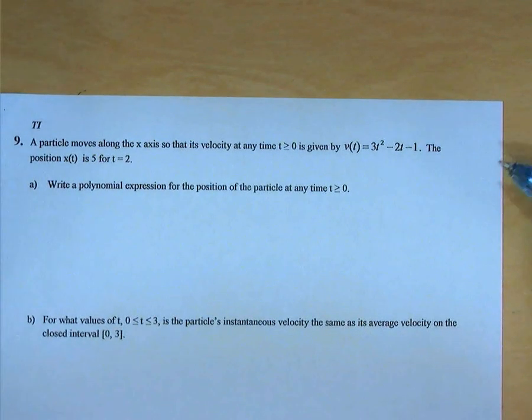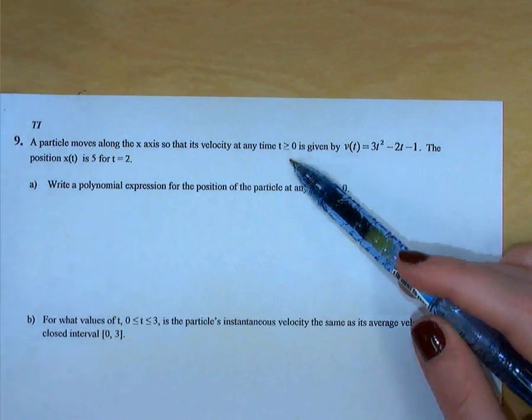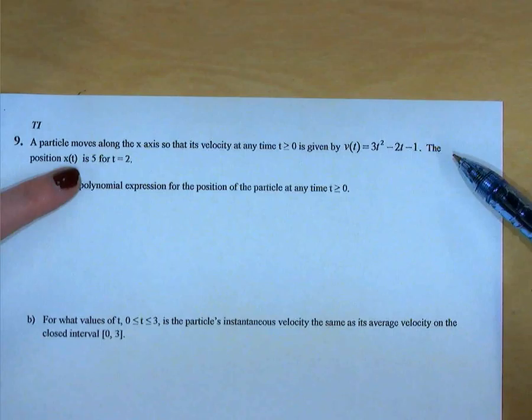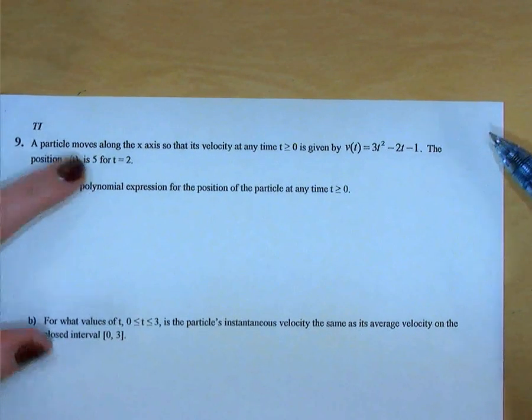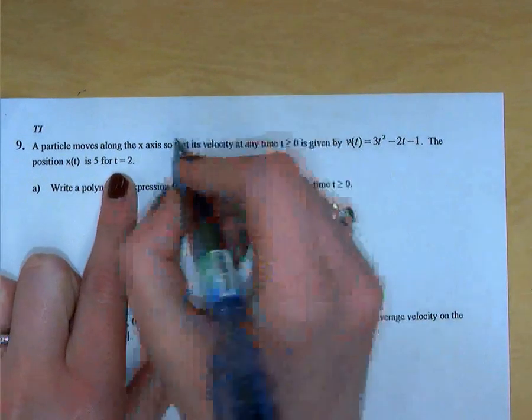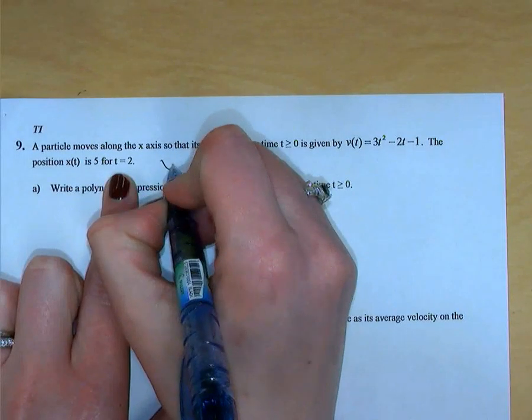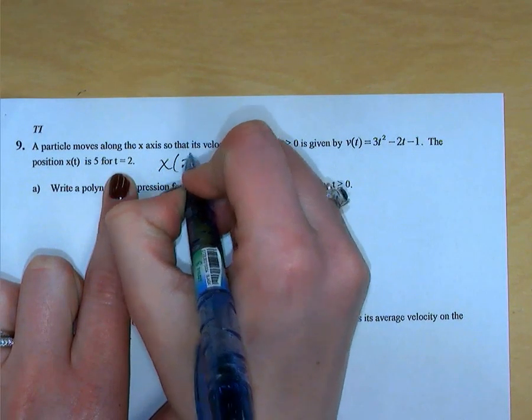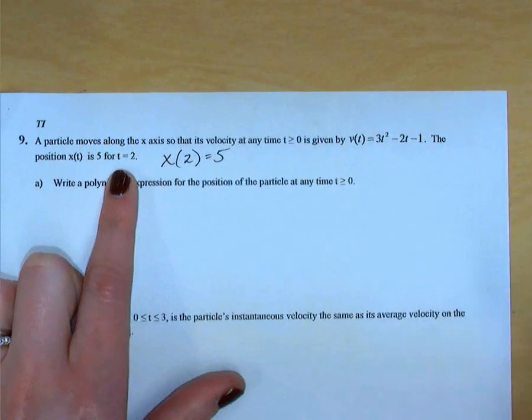A particle moves along the x-axis with a given velocity, time is greater than or equal to 0. Position is 5 for t equals 2. So what this is saying, let's translate: the position at time 2 is 5. So that's good to know.